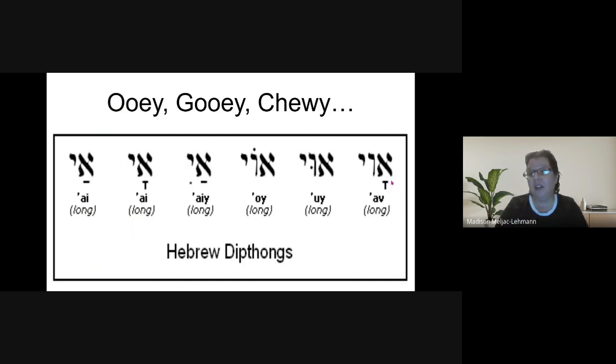Here's your av right here. We just talked about the av, but there's ooey. This is where I get the ooey gooey chewy. Here's ooey, and here's the oi, the I, the AI, and the AI. So these are just Hebrew diphthongs.